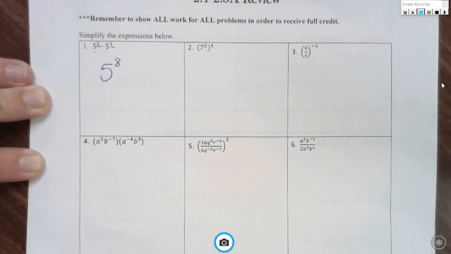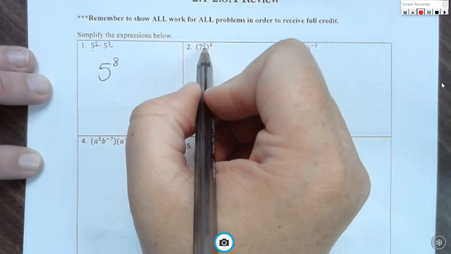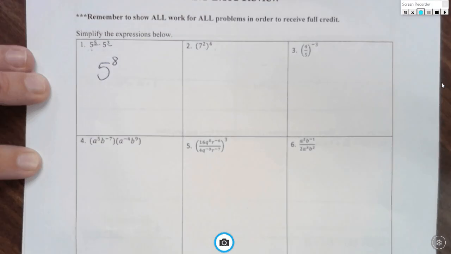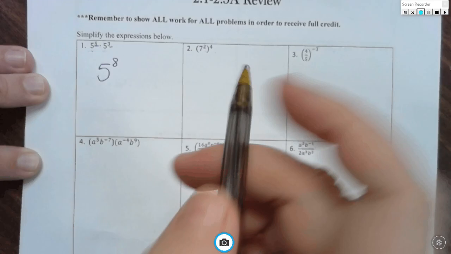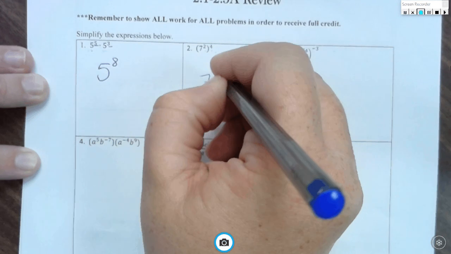Now, number 2 is a little bit different because this is a power raised to another power. So in that case, what I want to do is multiply. So 2 times 4 is 8, so I keep the base the same, and I get 7 to the 8th power.